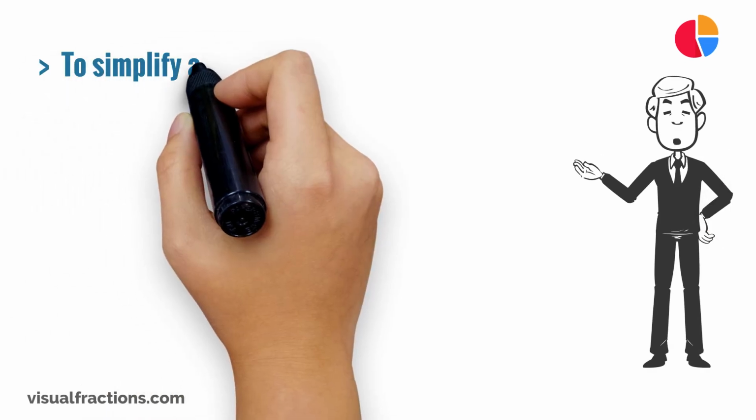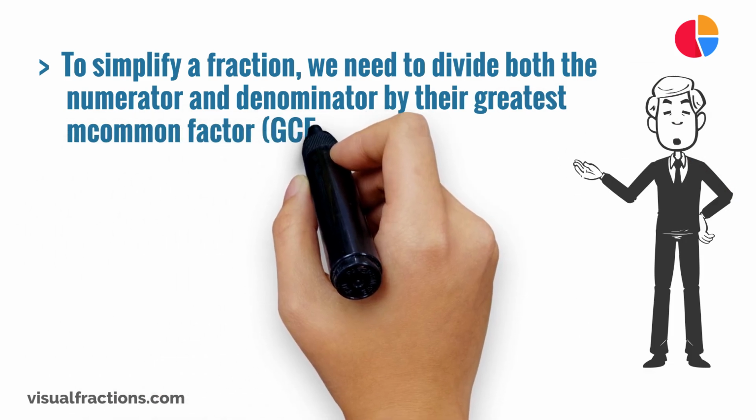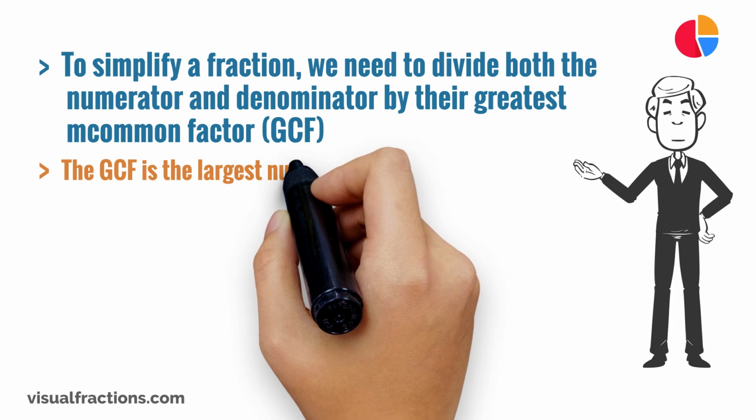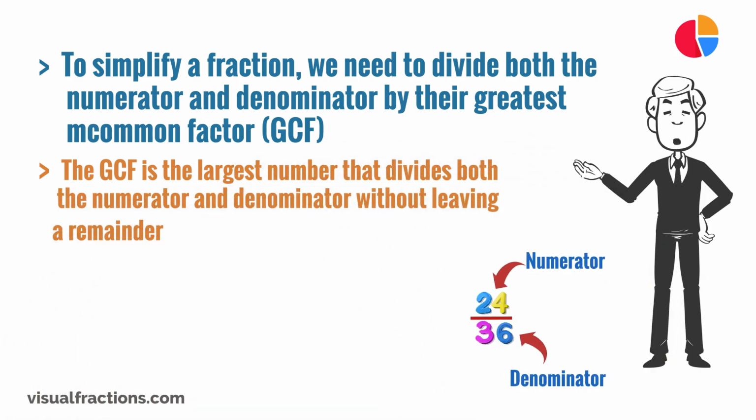To simplify a fraction, we need to divide both the numerator and denominator by their greatest common factor, GCF. The GCF is the largest number that divides both the numerator and denominator without leaving a remainder.